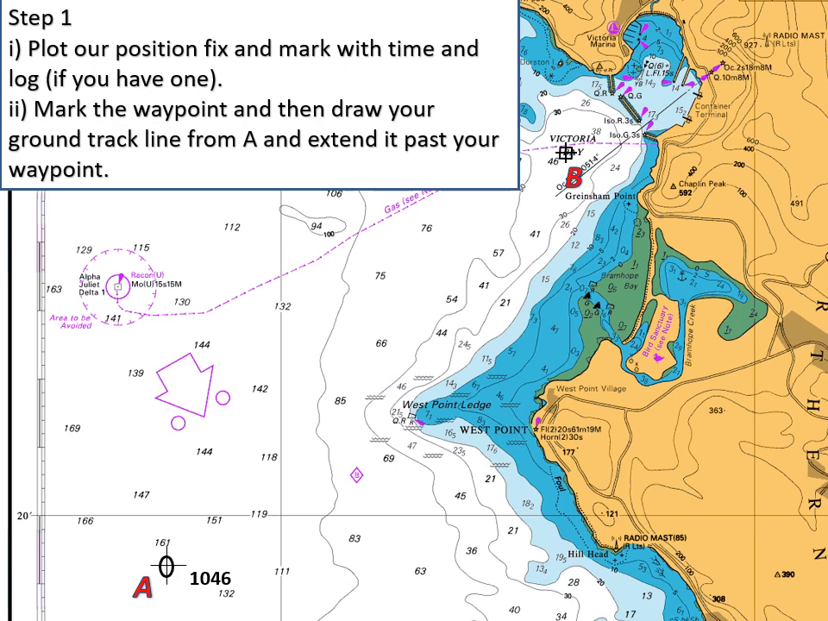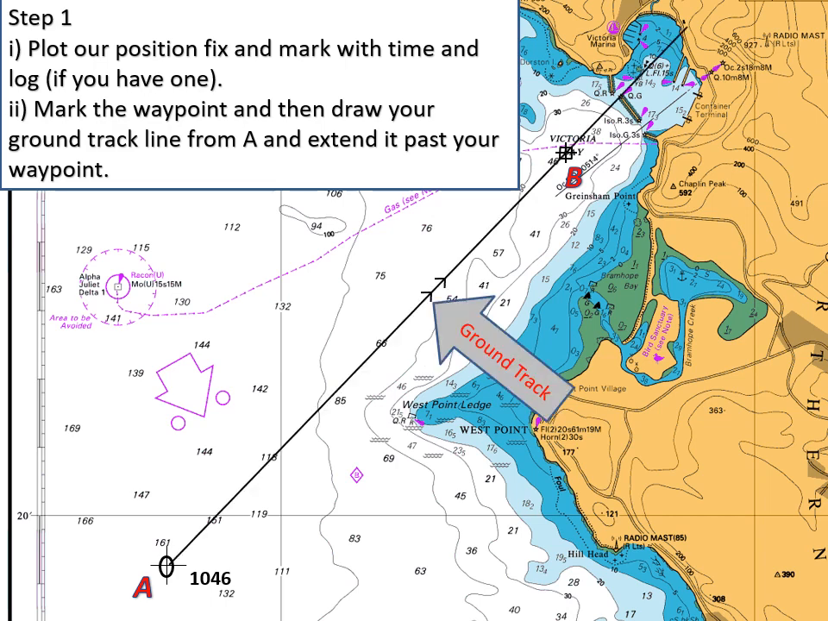We draw a line from A to B and extend it through. This is our ground track line with two arrows, and it's the line that the vessel is going to be travelling down. It's not necessarily the line that the vessel will be pointing on.